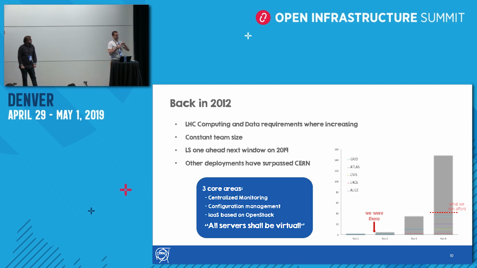So what we did was we started a project at CERN that focused on three core areas: how we are going to provision resources, how we are going to configure them, and how we're going to monitor them. We started with the motto that all the servers shall be virtual. At that time, we were handing over physical machines, but then we started with the abstraction of having only VMs.